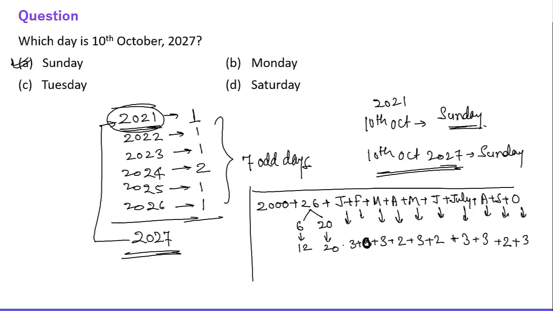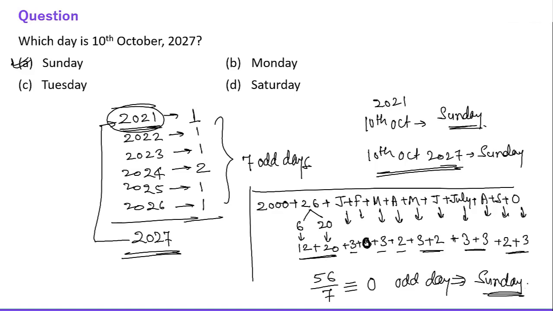When you add all of them: 3, 3 is 6, 6 plus 2 is 8, 8 plus 5 is 13, 13 plus 6 is 19, 19 plus 5 is 24, 24 plus 32 is 56. 56 divided by 7 will give you 0 odd days. 0 odd days means Sunday. I have explained this concept in my calendar video, which you may watch on this YouTube channel. So the answer for this question is Sunday, option A is the correct choice.